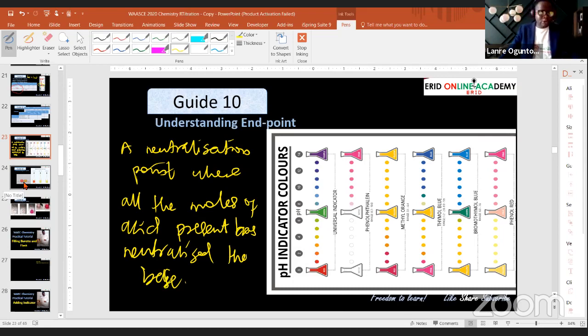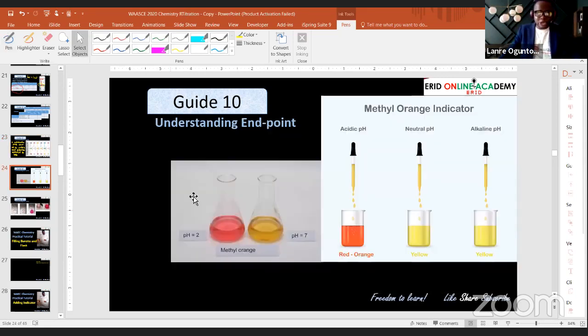Good. So let me show you quickly the color change that you need to observe. Your methyl orange indicator is yellow in alkaline. It's also yellow when it's neutral. The moment you are titrating and the color changes to red, that means that you have moved away from the neutralization point. So you quickly stop adding acid.